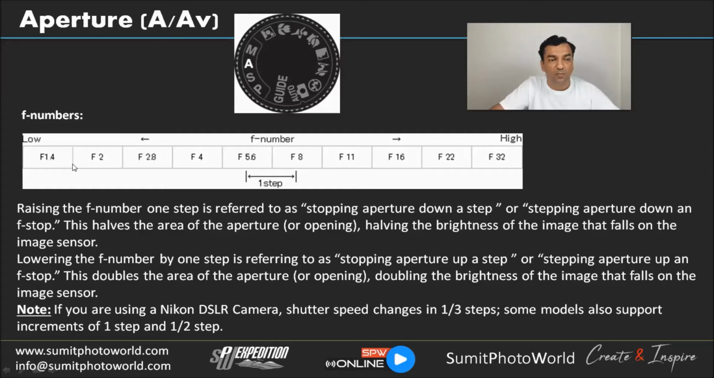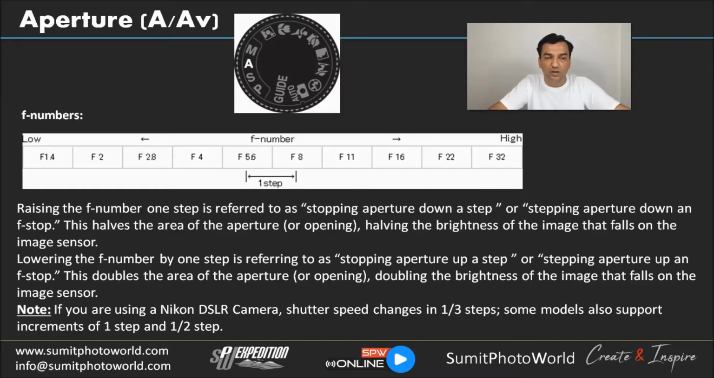We have F1.4, F2, F2.8, F4, F5.6. So it gradually increases or decreases. On the left it's going toward small F numbers, which means large aperture, and on the right it's going toward high F numbers, which means small aperture. Raising the F number is referred to as stopping the aperture down one step.